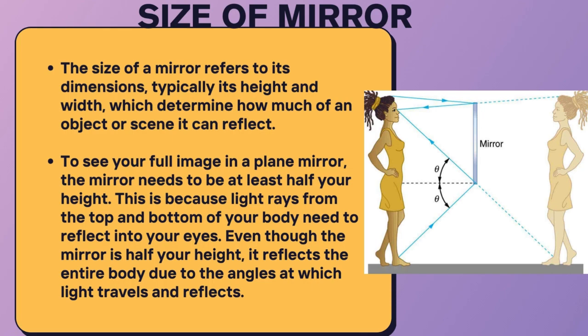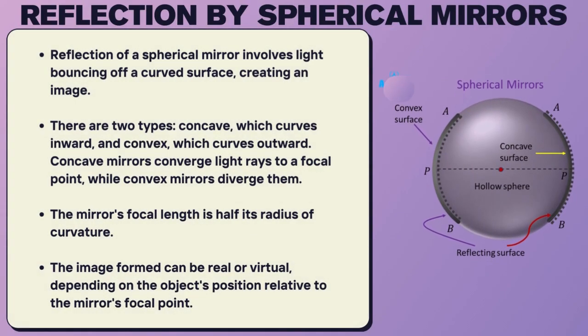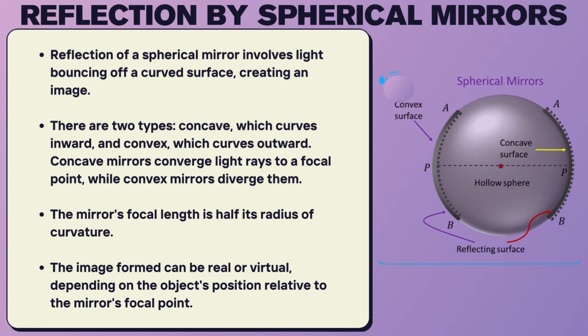Reflection by spherical mirrors. Spherical mirrors, with their curved surfaces, play a crucial role in optics. They come in two primary types, concave and convex. Reflection of a spherical mirror involves light bouncing off a curved surface, creating an image. There are two types, concave, which curves inward, and convex, which curves outward. Concave mirrors converge light rays to a focal point, while convex mirrors diverge them.